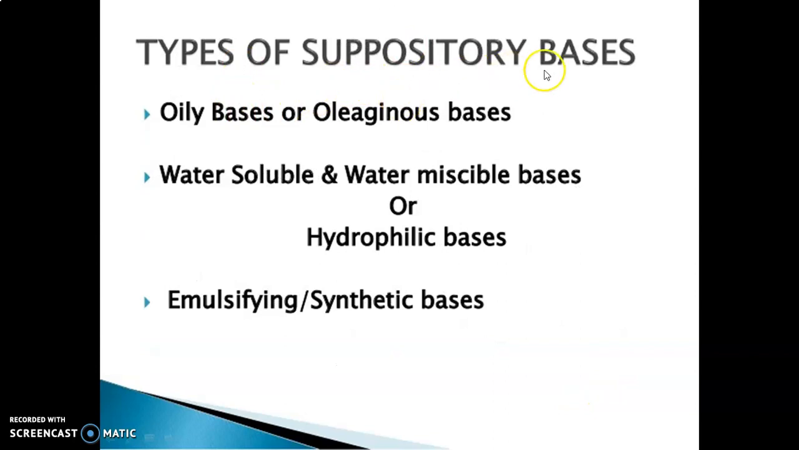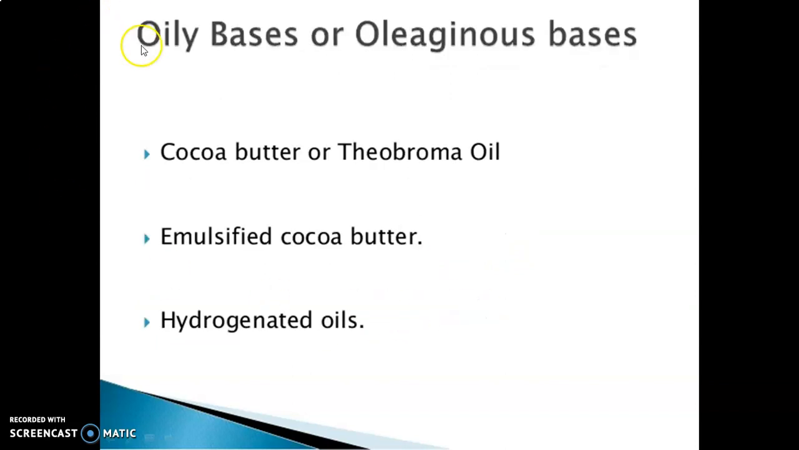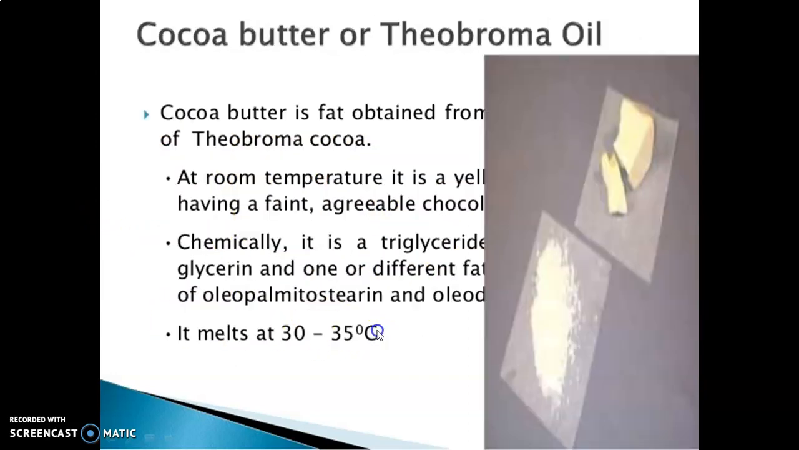Then the types of suppository bases are oily bases or oleaginous bases. The second one is water soluble and water miscible bases, also called hydrophilic bases. And the third one is emulsifying bases, also recognized as synthetic bases. Oily bases or oleaginous bases cover cocoa butter or theobroma oil, emulsified cocoa butter, and hydrogenated oils.